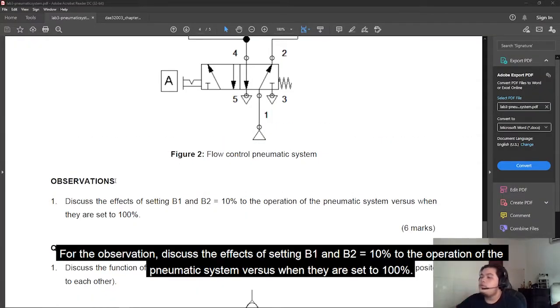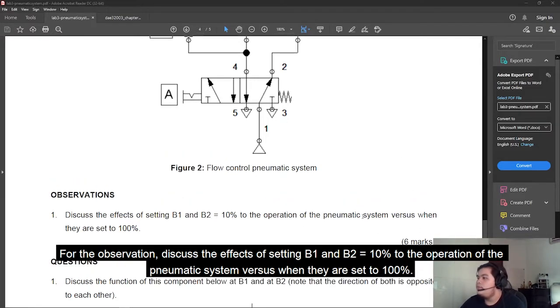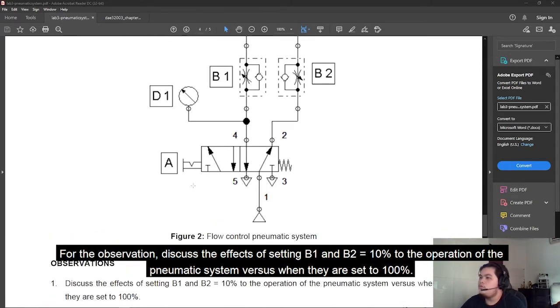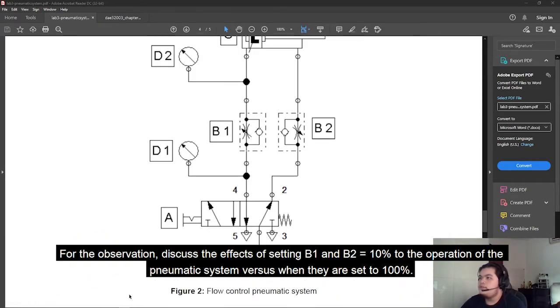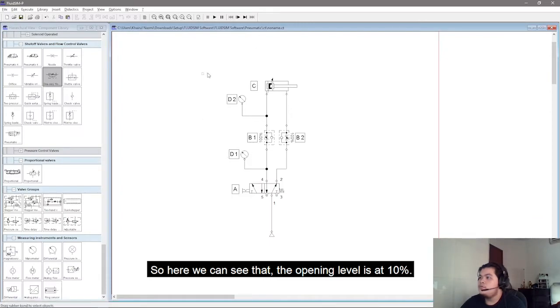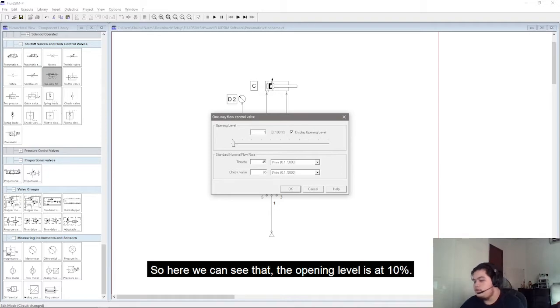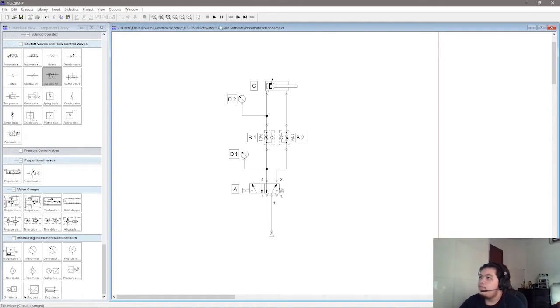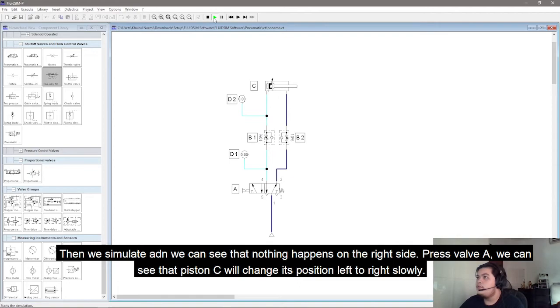Alright, so for the observation, discuss the effect of setting B1 and B2 to 10% on the operation of the pneumatic system versus when they are set to 100%. So here we can see that when it is 10%, we set it to 10% first, then we simulate.